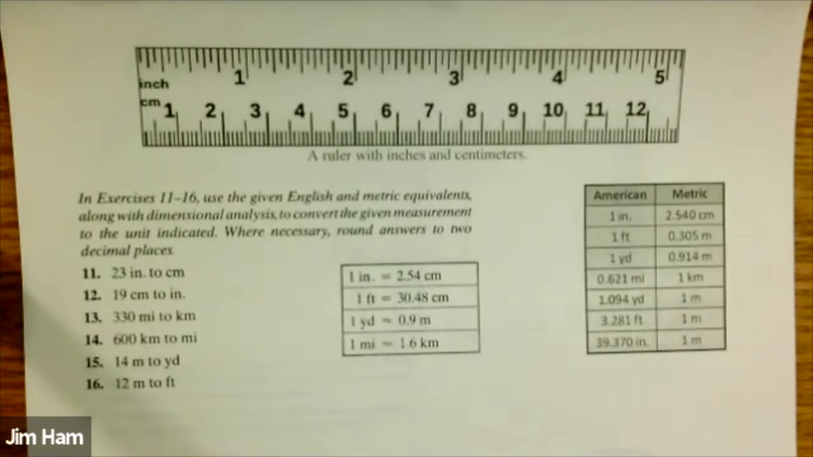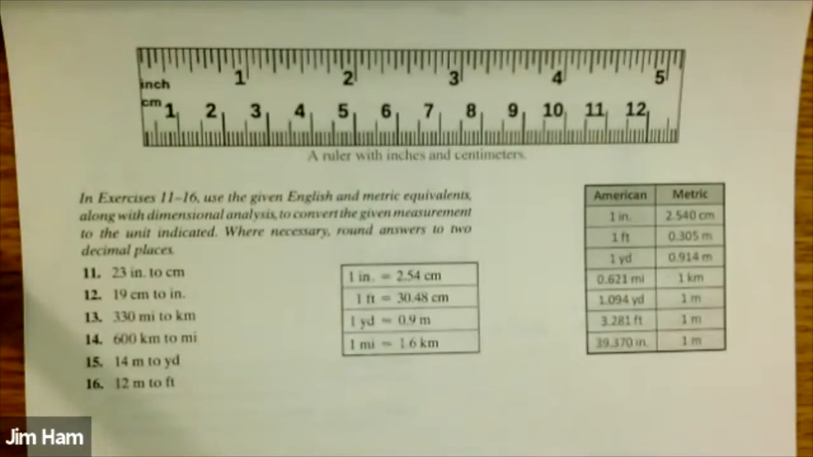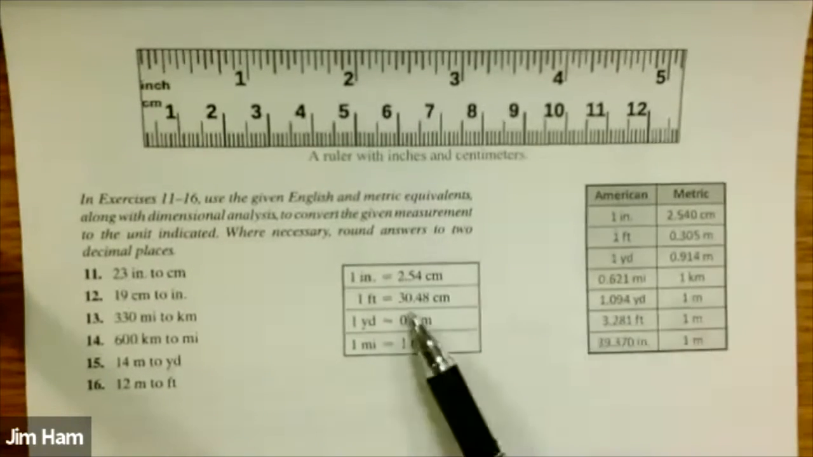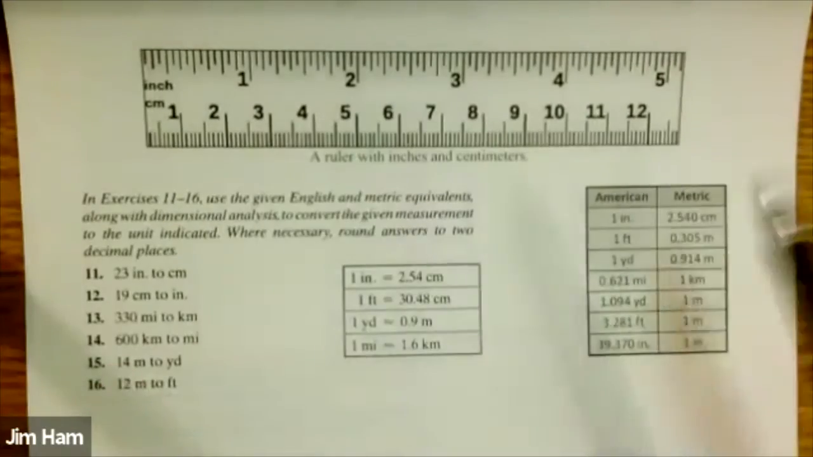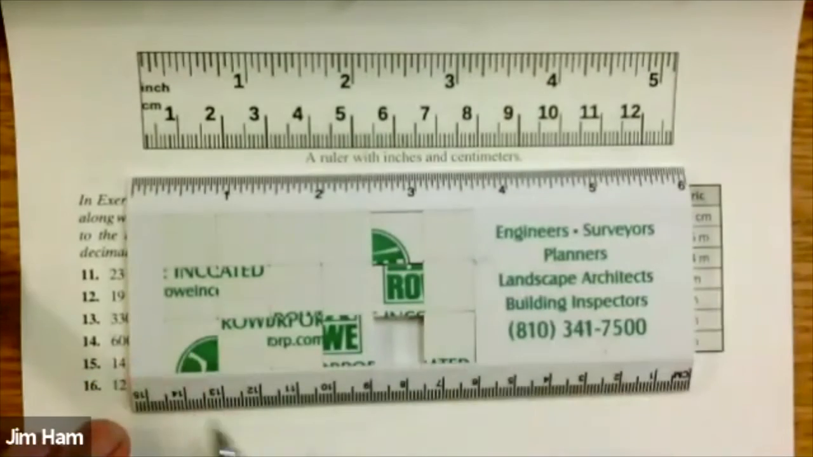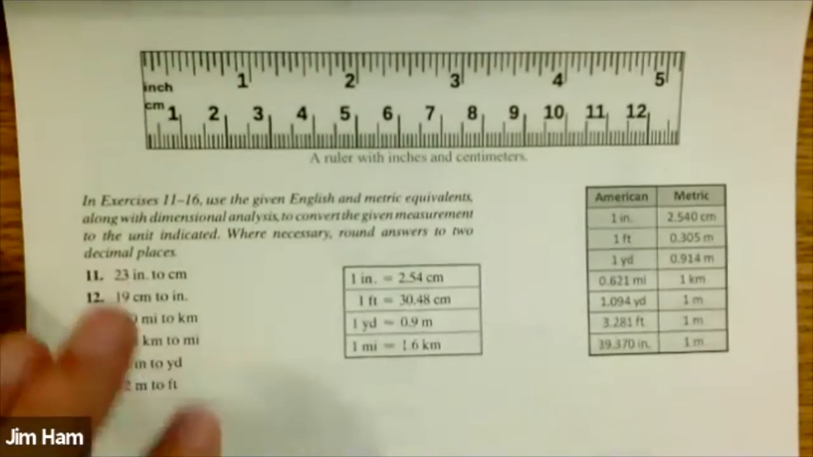Okay, so we're going to now convert from some unit in the English standard system to some unit in the metric system. And we're going to start off with lengths, distances, and you can use either one of these. Some are rounded more than others. And here is a ruler that we typically see, even on my ruler here. You've got inches and then you've got centimeters. So most of the time they come with both these days.